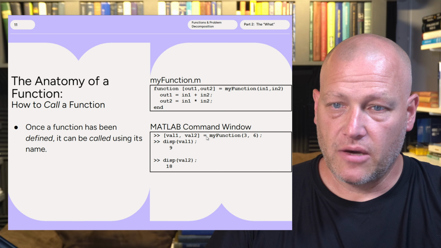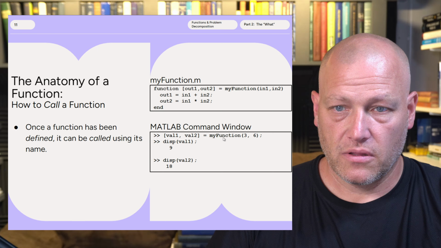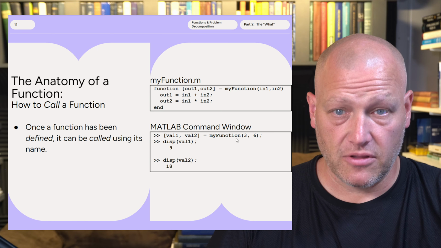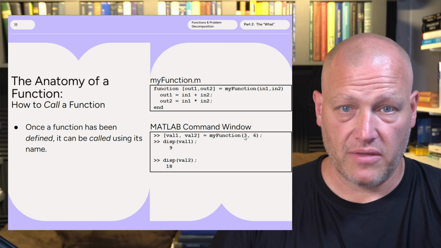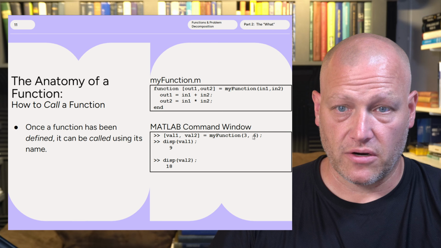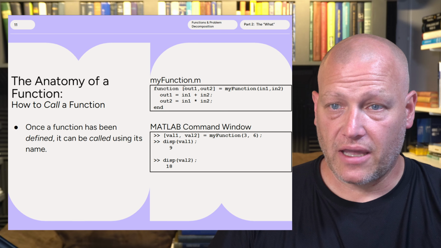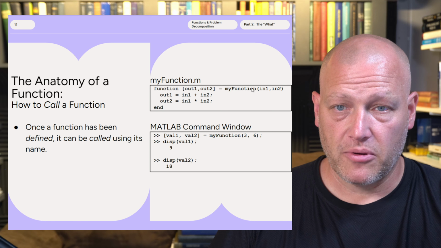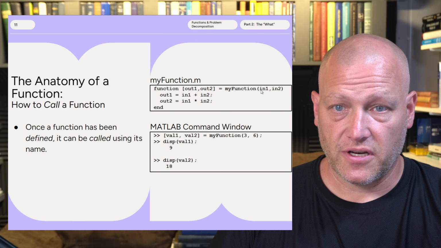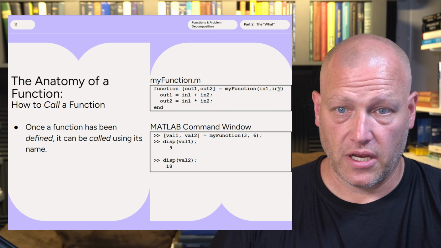and then we set it equal to the function call. In this case, it's the name of the function followed by a set of parentheses with values that are sent into the function as inputs. If we look back at our function definition up here at the top, you'll notice that our function definition has two inputs. They're called in1 and in2.